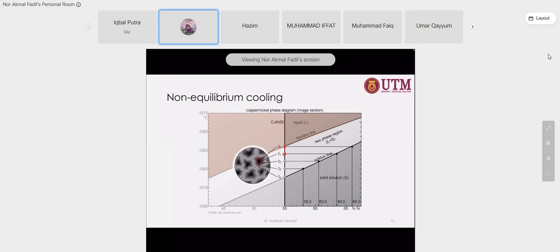This is temperature 2. We draw a tie line, and it will show a different composition of nickel. At T3, in this region, it will form another composition of nickel, and so on until the end. This is because of the non-equilibrium cooling process. For the phase diagram with an equilibrium cooling process, you will see a uniform crystal structure of the solid alpha.